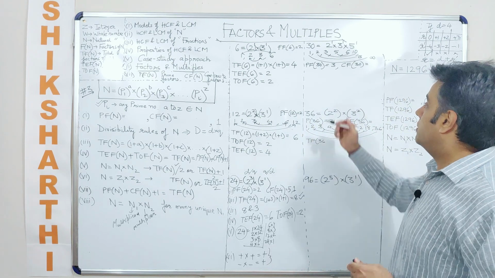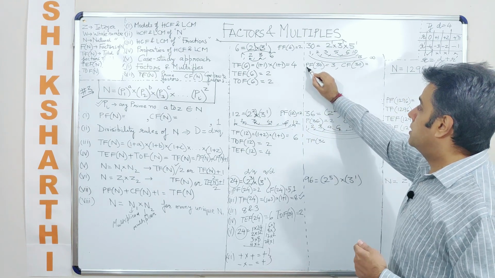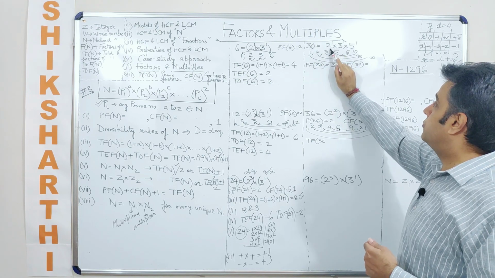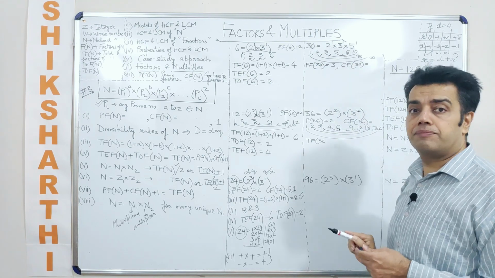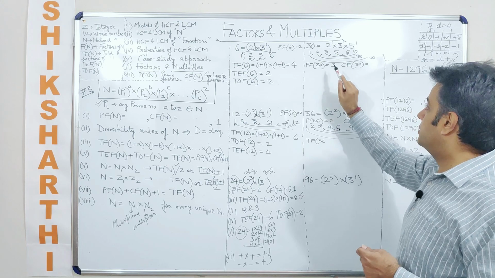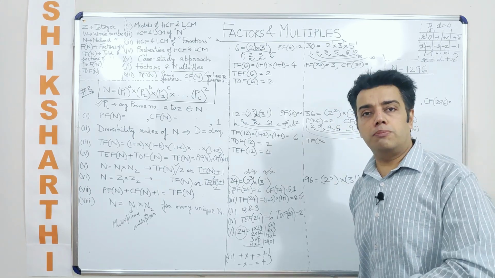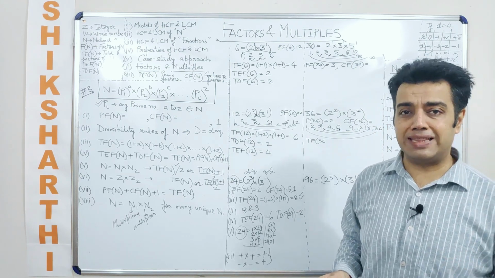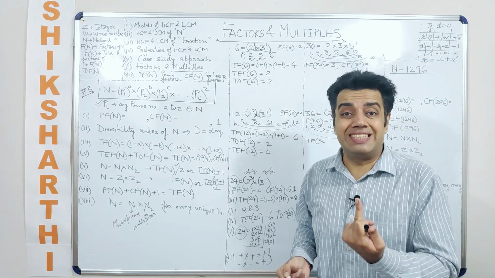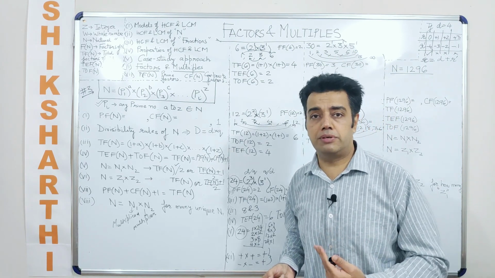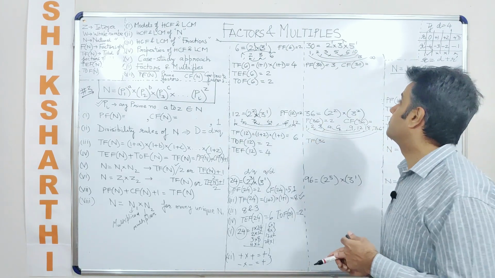Now, if I have to write down PF, the total number of prime factors of 30: how many prime factors of 30? 2, 3 and 5. So there are 3 prime factors. Now, how many non-prime and non-composite factors of 30? Only 1, and that number is factor 1. Now 1 is a factor of any given natural number or integer.